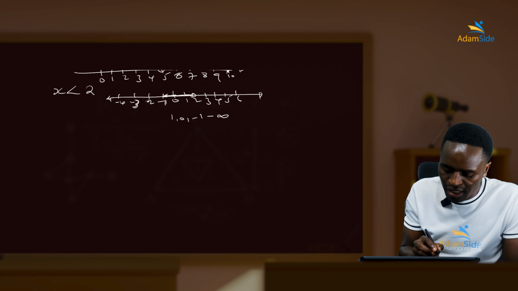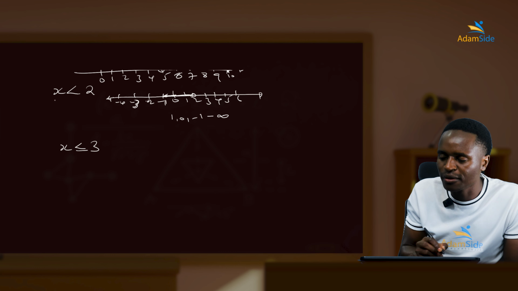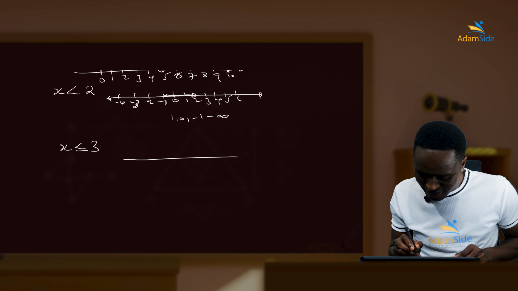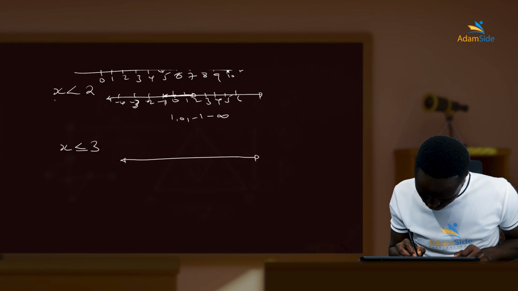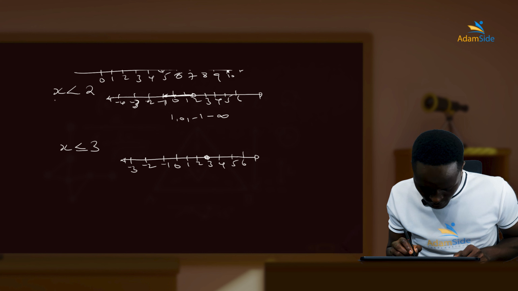Wow, that's it. What if you say x is less than or equal to 3? How do we show this in a number line? You draw a number line. Wow, this is highly tested in the IGCSE exam. You come to where we have 0, 1, 2, 3, 4, 5, 6, then negative 1, negative 2, negative 3. So where there is 3, we say x is less than or equal to 3.